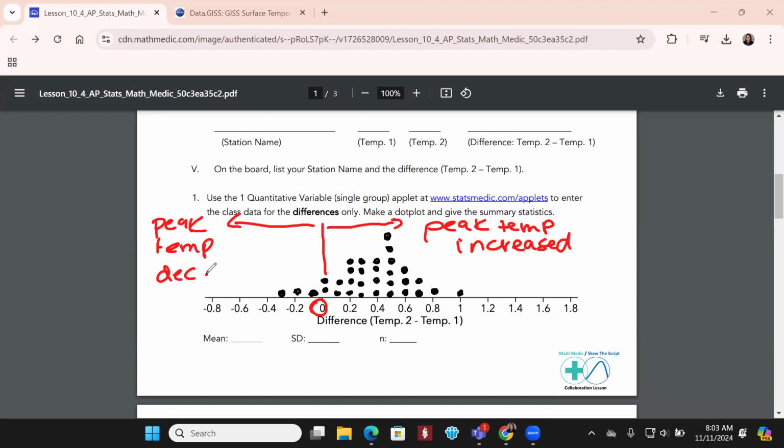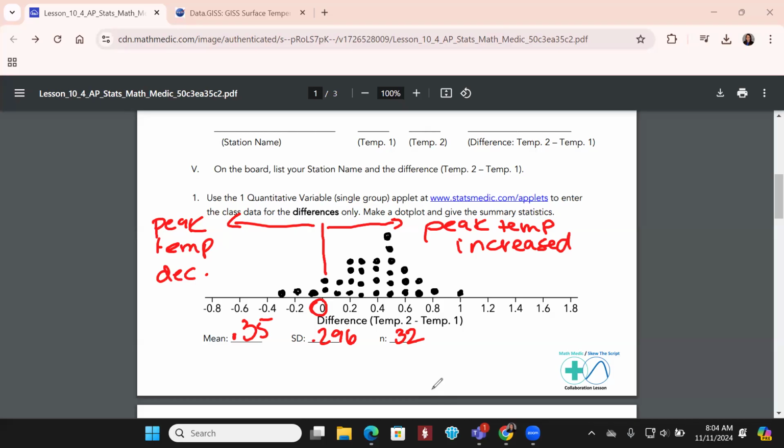Okay, the mean difference, if we took all of these numbers, added them up, and divided by how many numbers there are, I would get 0.35. For standard deviation, I get 0.296. For the n, let's say that there were 32 of you. What?